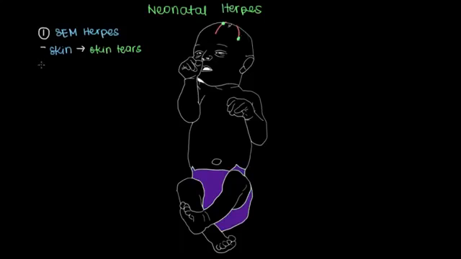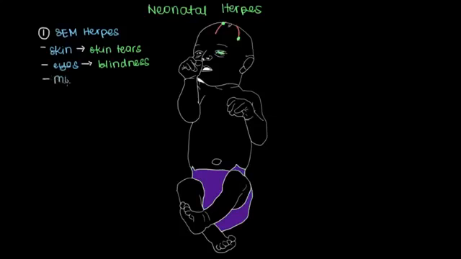Other than the skin, the baby can also have herpes in the eyes. And we've already talked a little bit about this. Herpes in the eyes affects the most central part of the eye called the cornea. And so you'll see sort of a lattice-like or what's termed dendritic lesion on the center of the cornea of the eye. And if it's left untreated, this can actually lead to blindness. So that's the E in SEM herpes.